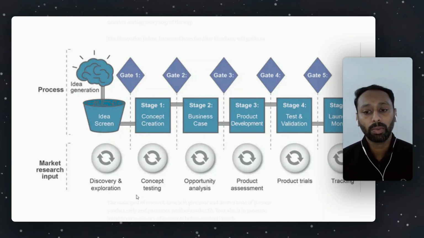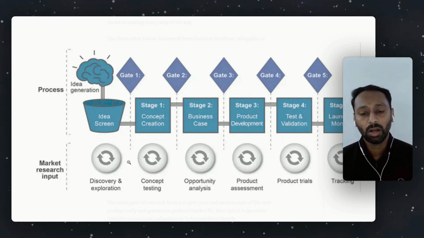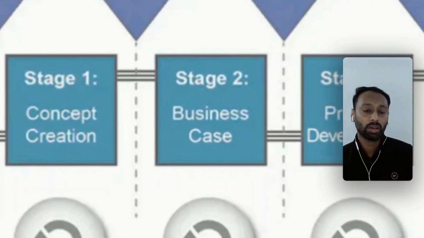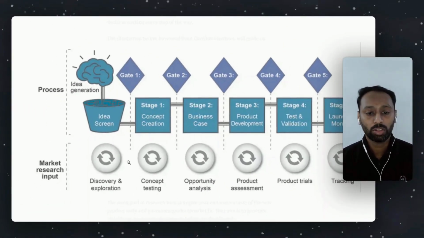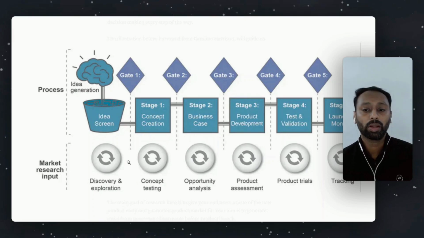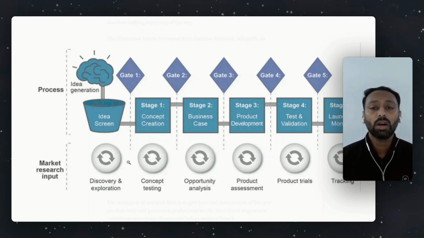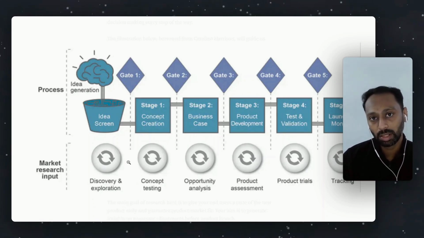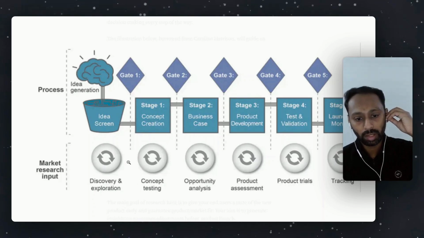So jumping into the topic, what you see on the screen is basically the different stages in which a product is developed, right? So starting from idea screening to concept creation, developing a business case for it, product development, testing and validation, launching and monitoring in the market. A product goes through different stages while we develop this whole idea, right?